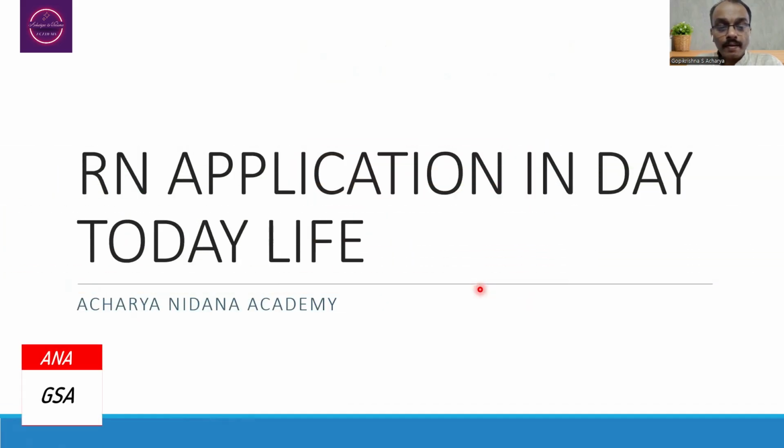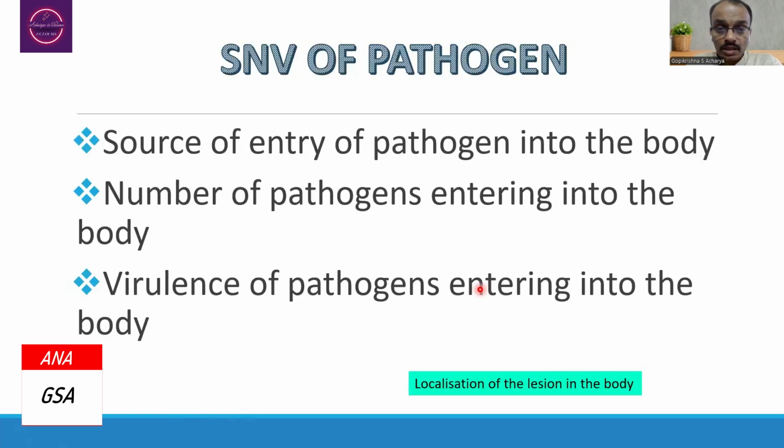When you think about the fundamentals of application of the subject in day-to-day life, we need to know about the basic term, that is SNV of pathogen. It is the short form SNV. S refers to the source of entry of pathogen into the body. N refers to the number of pathogens entering into the body. Third one, that is V, is the virulence of the pathogens entering into the body.